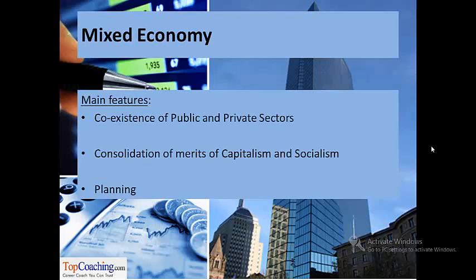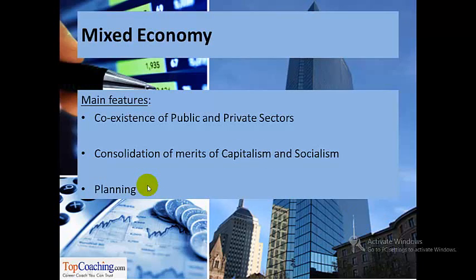Now let's have a look at some of the main features of this type of economic system. The first feature of mixed economy that distinguishes it from other types of economic systems is the coexistence of public and private sectors. In a mixed economy, both the public and the private sector initiatives will be there. Second is the consolidation of merits of capitalism and socialism. As we have already discussed, both capitalism and socialism have merits as well as demerits. Mixed economy is expected to retain only the merits of the two systems. For instance, the government is expected to allow private investment, but the government also controls monopolies.